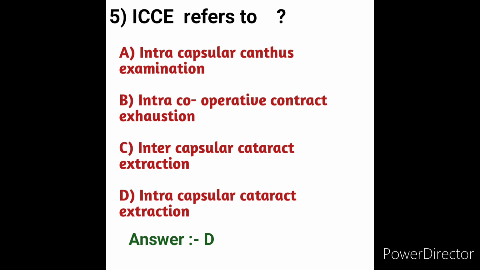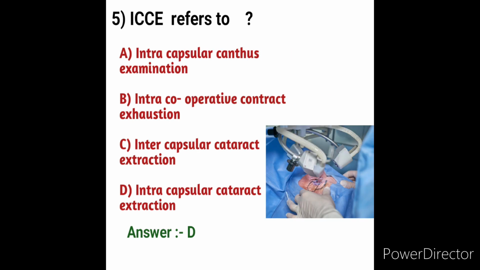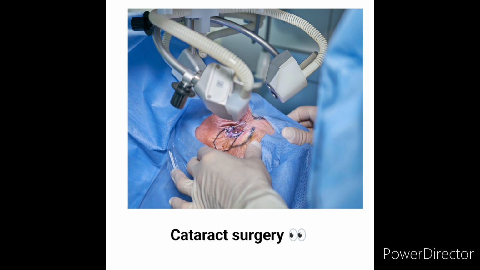ICCE is the removal of the lens and the surrounding lens capsule in one piece in the eye. The lens is replaced with an artificial plastic lens. Here we can see in this picture the lens is being removed, a one-piece lens removal procedure. Artificial plastic lens replacement will also be done in this intracapsular cataract extraction. ICCE we can see in cataract surgery cases.